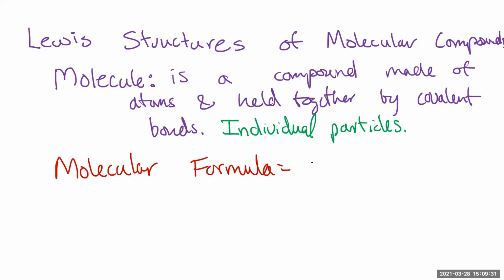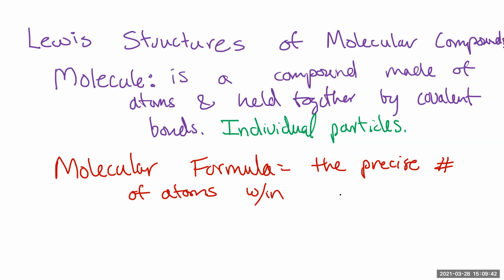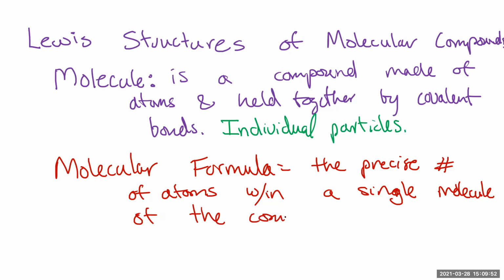And when it comes to molecular compounds, we can have, of course, a molecular formula. The molecular formula will be the precise number of atoms within a single molecule of the molecular compound. Okay. So it'll be the precise number of atoms of each element in that molecular compound. So how do we form these Lewis structures? Well, let's define a couple of other things before we do that.